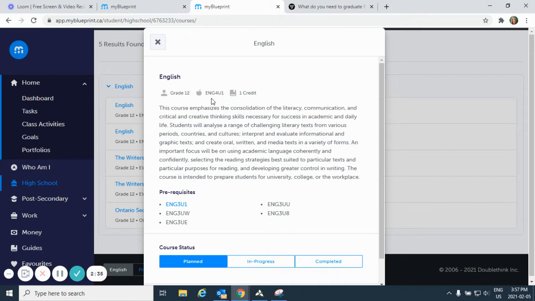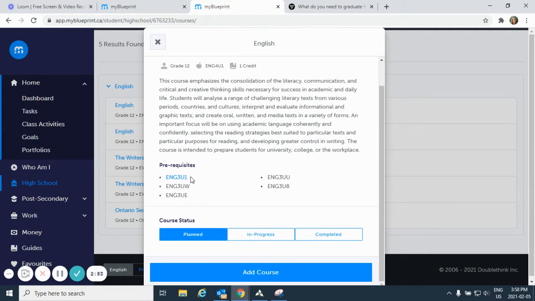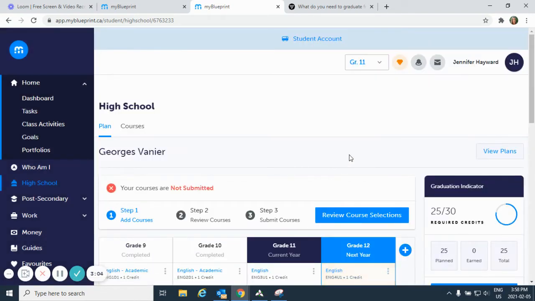When you click on a course, it will bring up the course description. You'll also see the prerequisites, the course that you're required to have to take the course that you're choosing. In this case, ENG3U is highlighted in blue because that tells me that that's the course that I'm planned to be taking in grade 12. So I meet the requirements to take grade 12 University English. I'm going to add it to my plan.